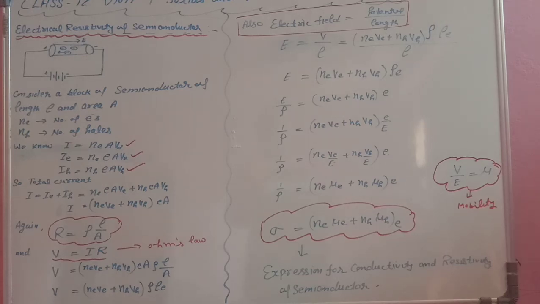Which are the majority particles in p-type semiconductor? Holes. Which are the minority particles in p-type semiconductor? Electrons. Which are the majority particles in n-type semiconductor? Electrons. Which are the minority particles in n-type semiconductor? Holes. So these are the small questions which you should know about this chapter.